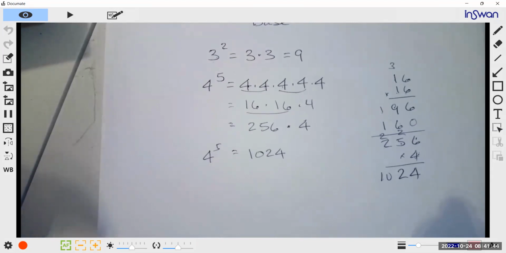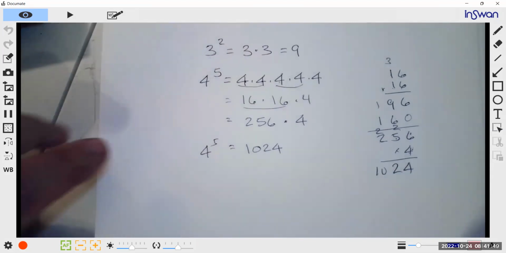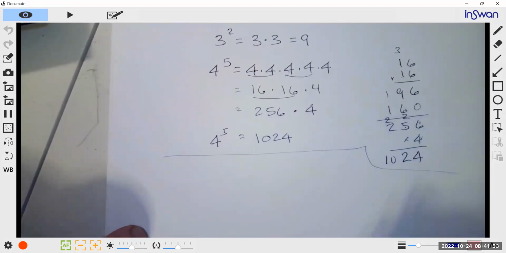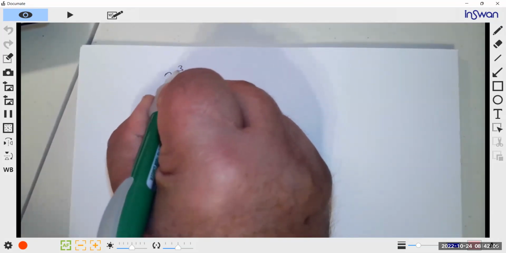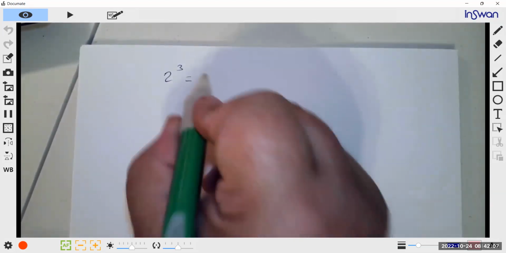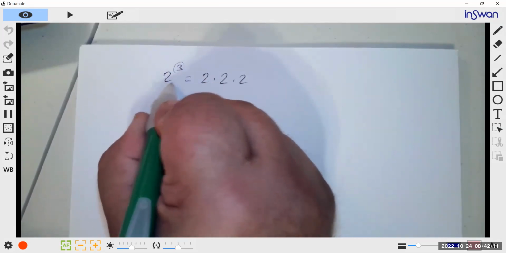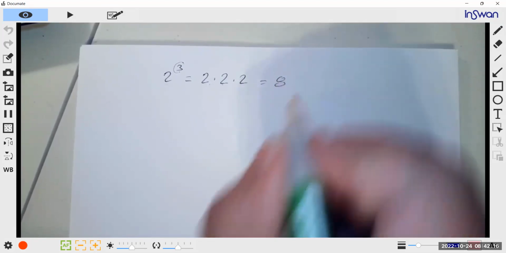All right, so that's what exponents are about. Before I go any further, I want to make sure, because remember, it's the base that gets changed. So we know 2 to the third would be 2 times 2 times 2. It's the base 3 times. 2 times 2 is 4, times 2 is 8.